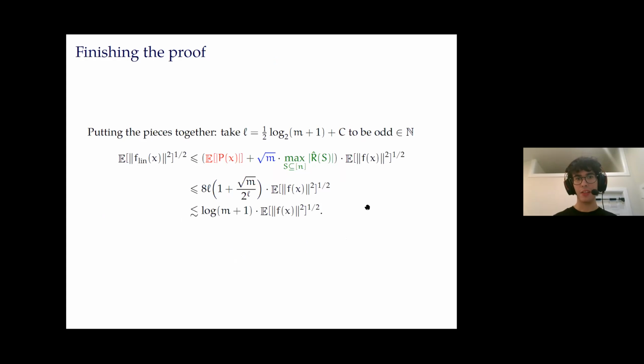Okay, so just to finish the proof of the inequality, we can take this L to be 1/2 of this log plus some constant, if you will. And basically, we can upper bound this Rademacher projection norm by the sum of these scalar terms that I had in the previous slides. The first one is going to be upper bounded by 8L, and the second one is going to be upper bounded by 8L over 2 to the L. And if you take L to be around log, then you get exactly this upper bound.